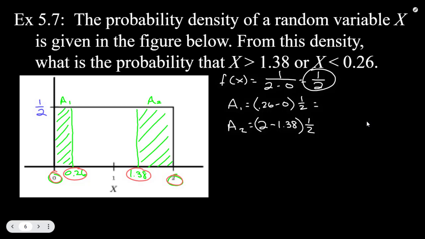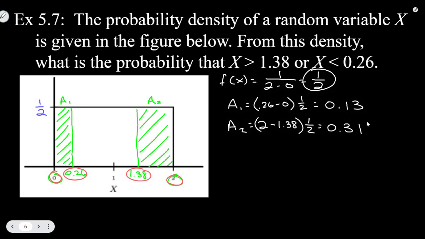So I'm just going to do this one. You just type it in exactly as you would. So parentheses 0.26 minus 0, close your parentheses, times 1/2. That first area is going to be 0.13. The second one, 2 minus 1.38, and put your parentheses in there, times 1/2, and we're going to get 0.31.